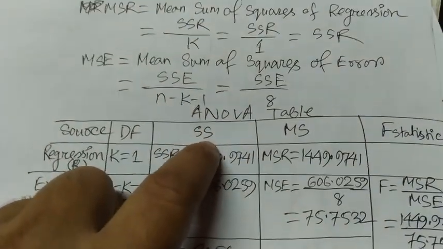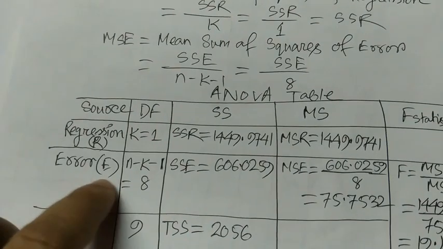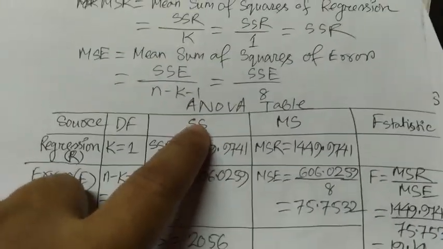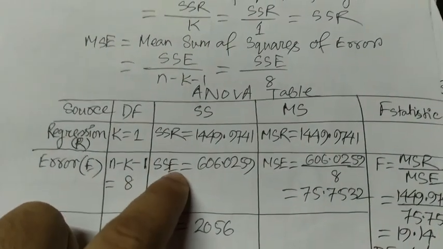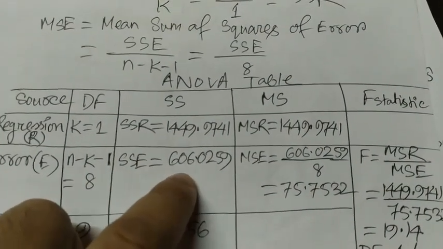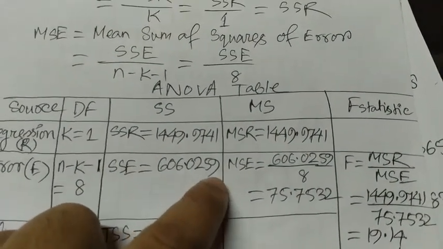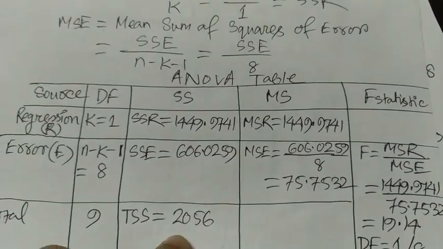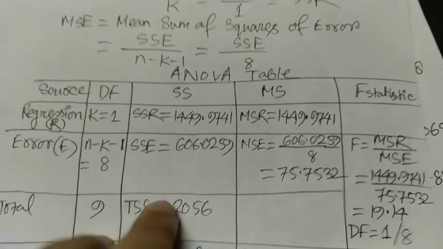This is the column for SS, and since this row is for E, we will have SSE here. SSE we have already calculated, it is 606. And this one plus this one should always be TSS, that is 2056, which we already know.